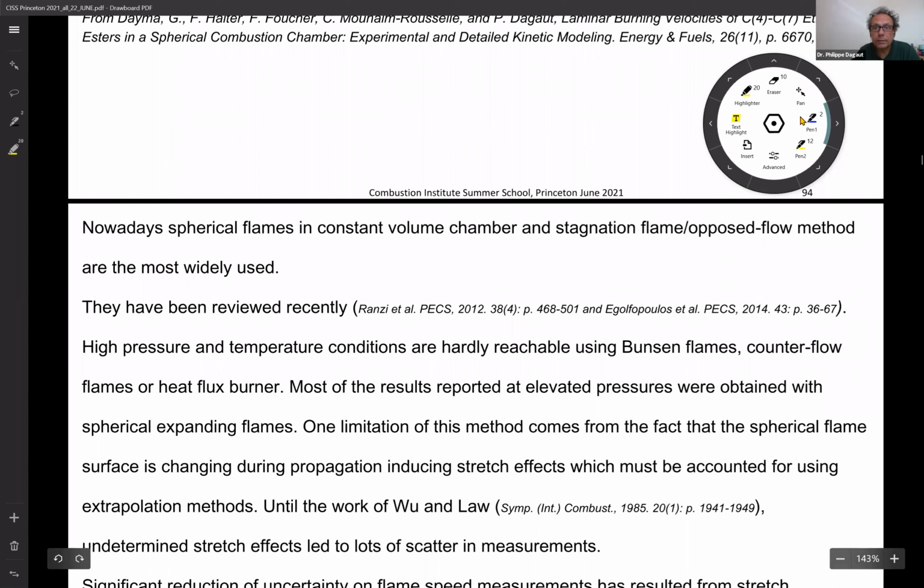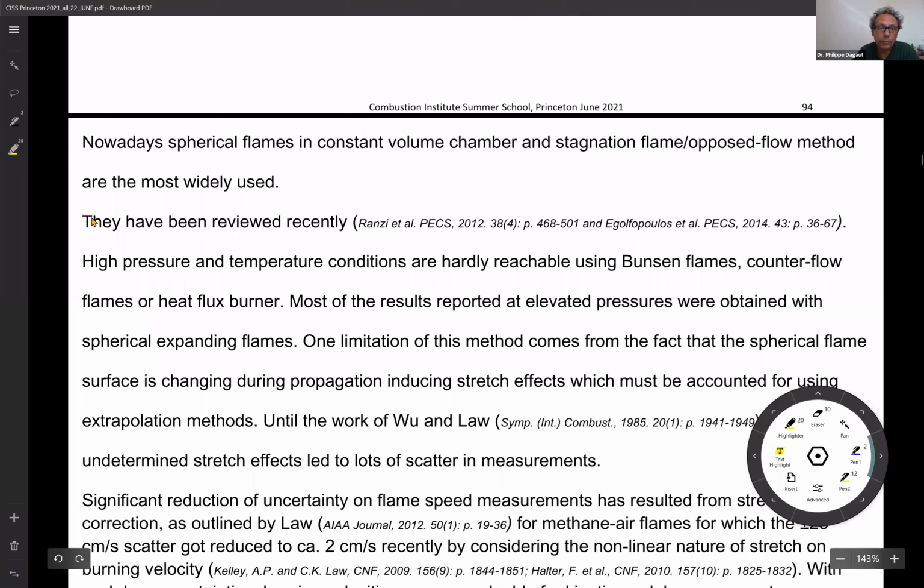Nowadays, spherical flames in constant volume chamber and stagnation flame opposed flow method are the most widely used techniques. They have been reviewed recently by Rezzi and co-workers and Egolfopoulos and co-workers. These are the same review papers I mentioned a bit earlier. High pressure and temperature conditions are hardly reachable using Bunsen flames, counterflow flames, and heat flux burners. Most of the results reported at elevated pressures were obtained with spherical expanding flames.